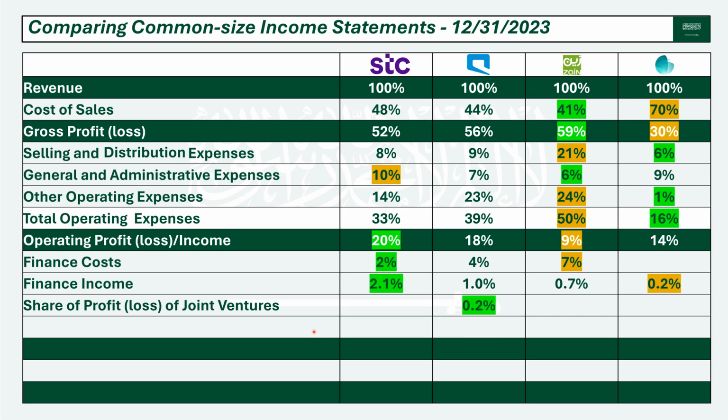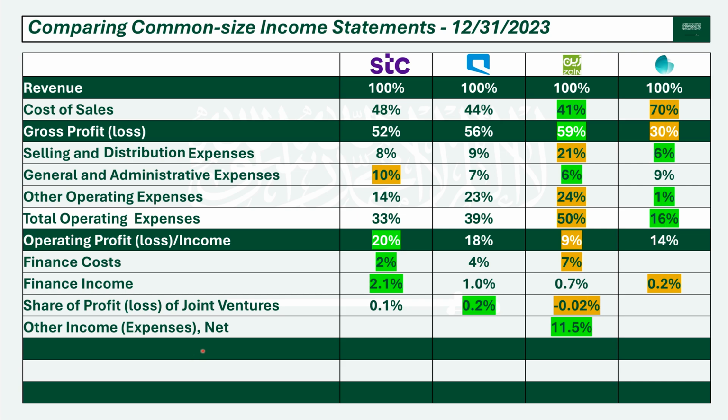Share of profit loss of joint ventures. Mobily 0.2% in the first position. STC in the second position with 0.1%. Zain with minus 0.02% in the third position, and Go Telecom did not report share of profit of joint ventures.